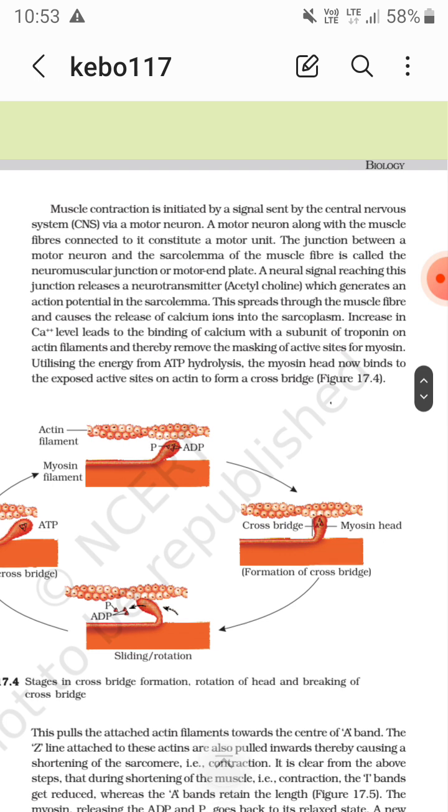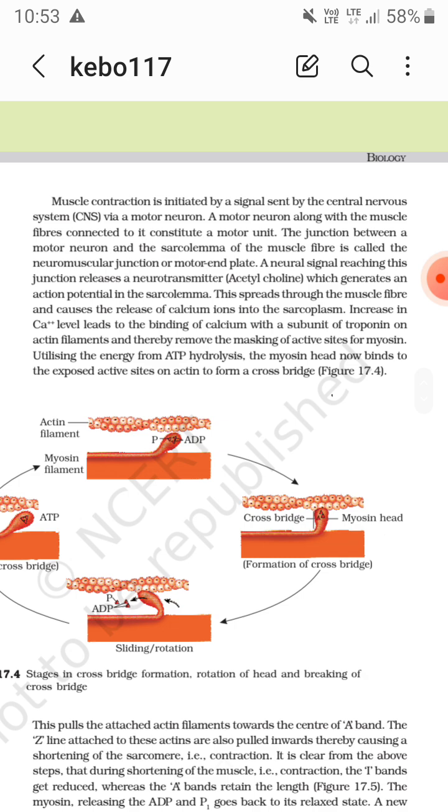of the muscle fiber. Now, the increase in calcium level leads to the binding of calcium with a subunit of troponin on actin filaments and thereby removes the masking of active sites for myosin, which actin holds. Now, utilizing the energy from ATP hydrolysis, the myosin head binds to the exposed active sites, which are unmasked on actin, to form a cross bridge.